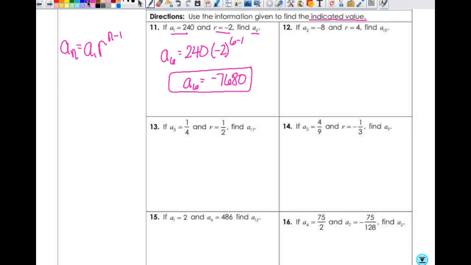All right, so let's look at 12. That one's hopefully fairly simple. It's almost exactly like what we did on the front. On number 12, they give me A2 and R, but I'm looking for A10. In order for me to use that explicit formula over there, what do I need that I don't have? A1, but I can find it.